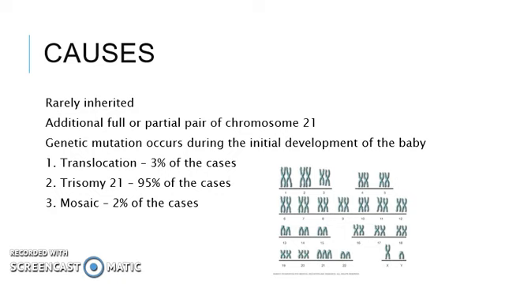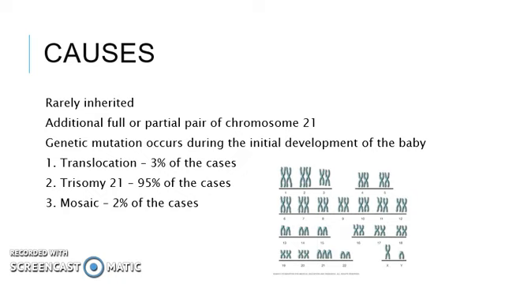Trisomy 21 is the cause of approximately 95% of Down syndrome cases. This is the most common condition that leads to Down syndrome. It is caused by abnormal cell division after fertilization during the development of the egg or the sperm. In this case, the individual has three full copies of chromosome 21.